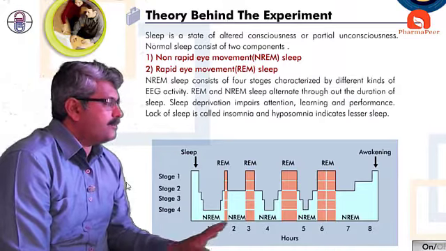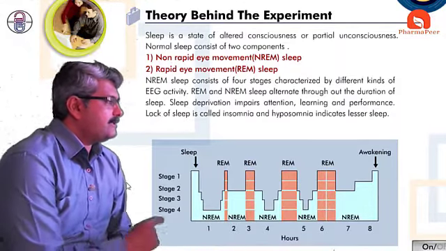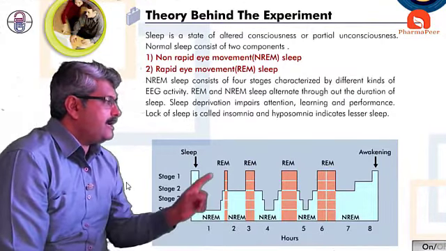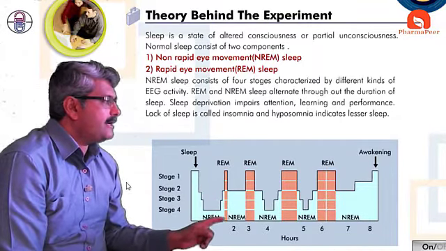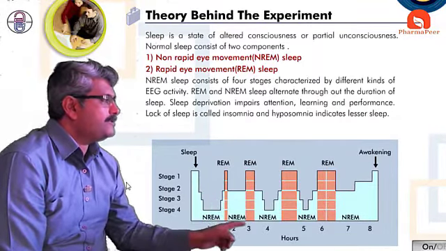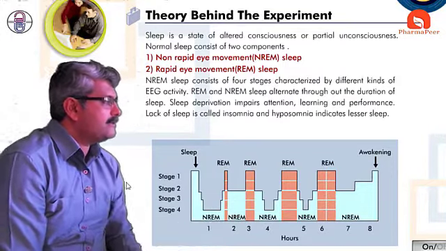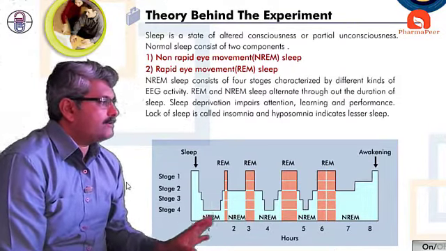When you observe this graph, you can understand one thing: REM and NREM alternate with each other. They are totally alternate to each other. So this is the main thing.